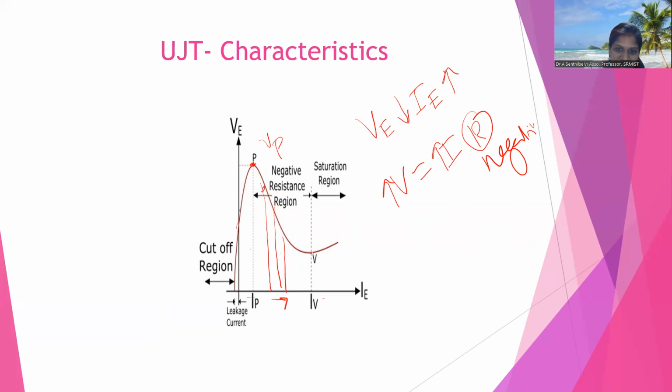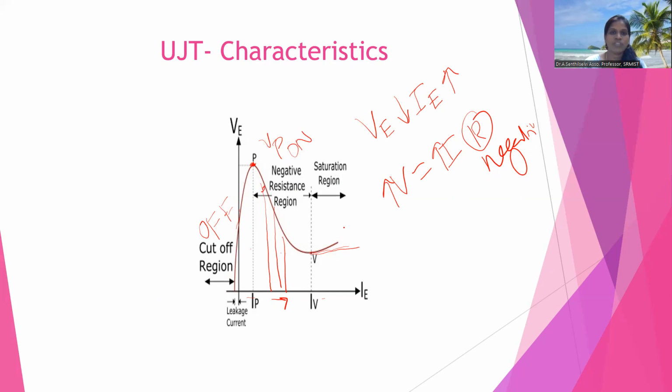At one particular point, it is saturated. Whatever change you make to the VE value, there is no change in the IE value. The IE value is saturated. That region is called the saturation region. In the cutoff region, the device is in the off condition. In the negative resistance region, it is in the on condition. Here it is saturated. These are the characteristics of UJT.